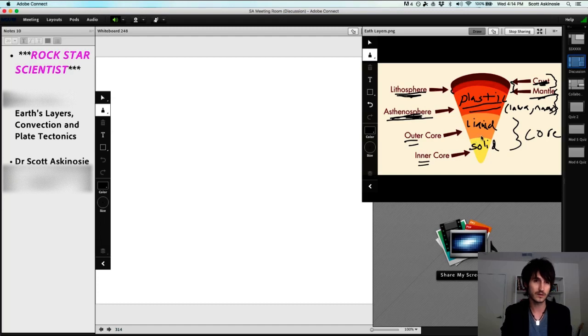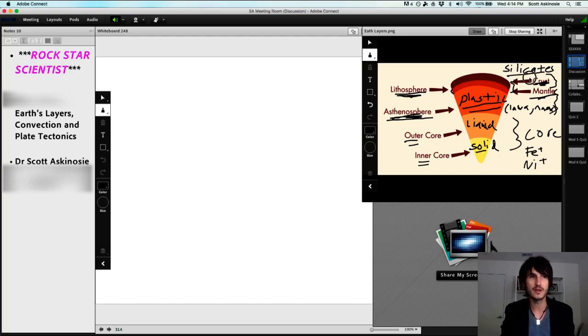So the outer core, super hot, liquid. The inner core is even hotter, but because gravity is so strong, it's actually solid. And another important thing to note, the core is made primarily of iron and nickel, whereas the crust is made mainly of what we call silica or silicates. So nickel and iron, you probably know what those are. They're metals. So the outer core is liquid metal and the inner core is mostly solid metal.